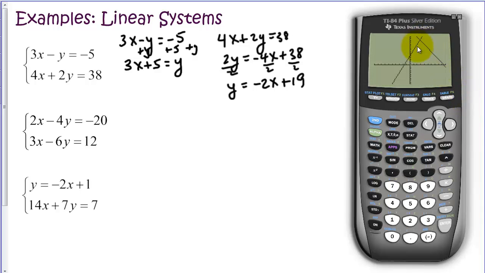Okay, we can now see the intersection. So now we're ready to use the intersect function. So we're going to get this calc menu. We need to press second, calc, and we want intersect, item 5.